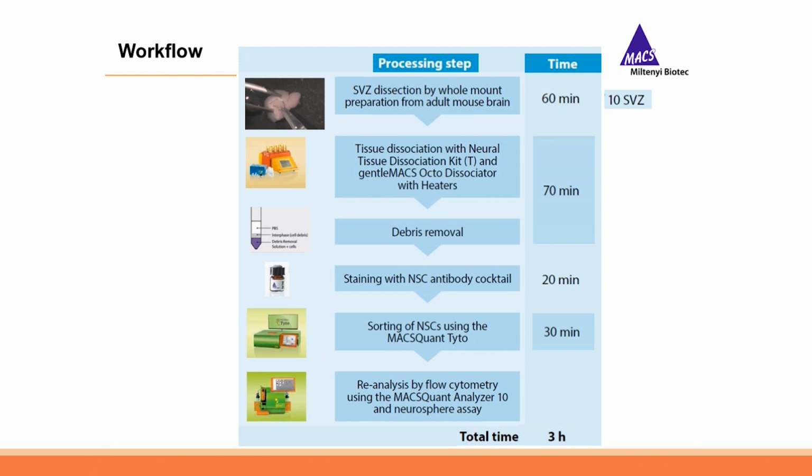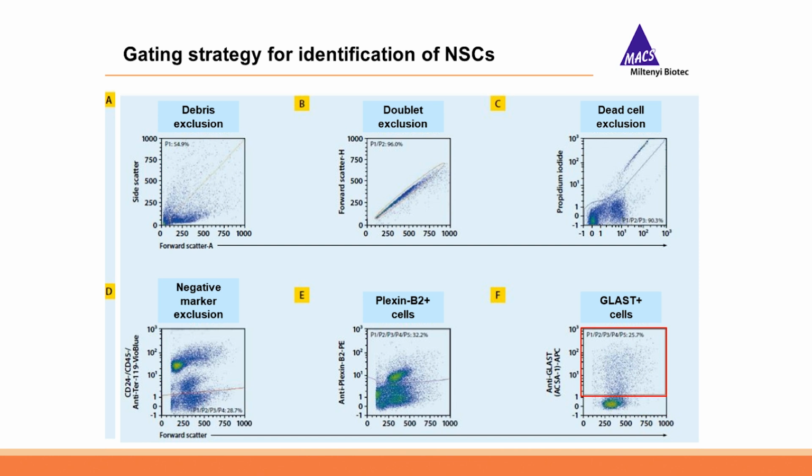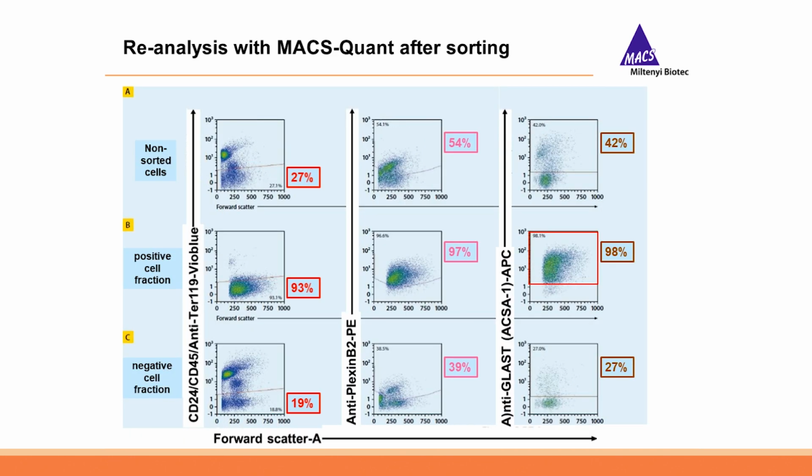This slide shows the gating strategy. As you see in A, the debris is first excluded in the forward side scatter, and then in B, the doublets are excluded, and afterwards also the dead cells, which are identified by PI staining. Afterwards, in D, the negative markers, CD24, CD45, and TER119, are excluded, and then the gate is set onto the plexin positive cells, and then in the last step onto the GLAST positive neural stem cells. This slide now shows an example of a MACSQuant Tyto based separation.